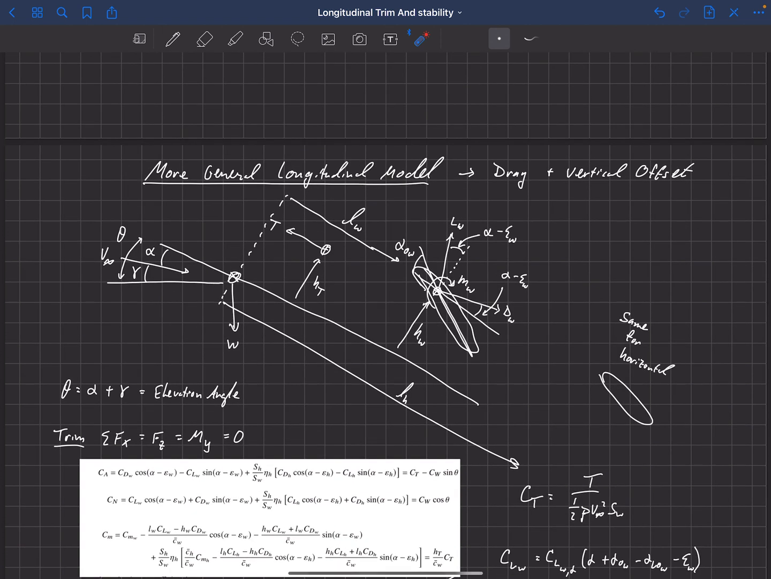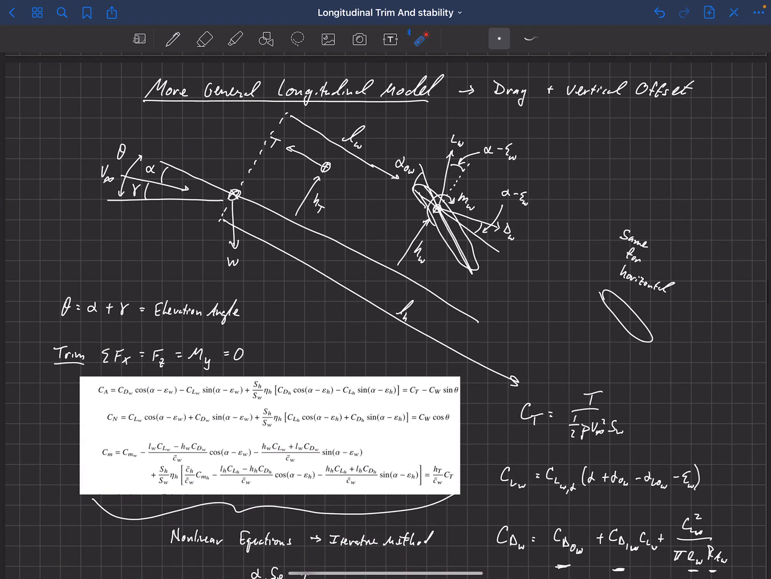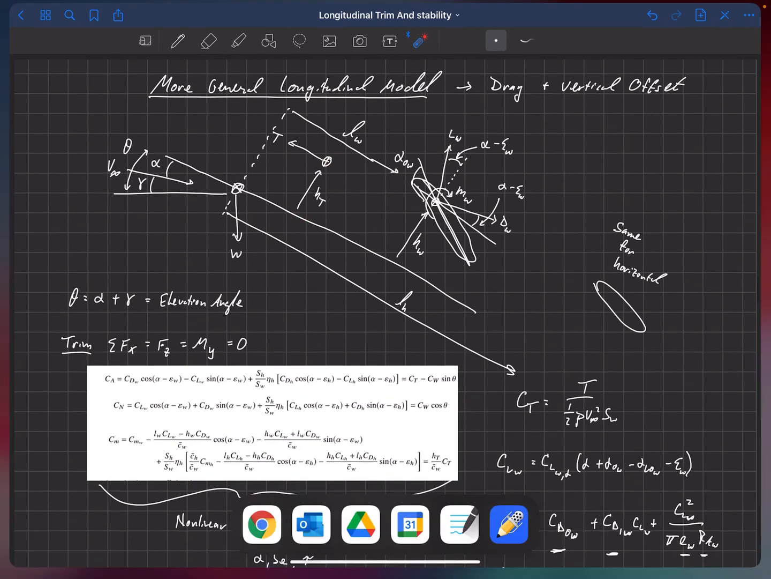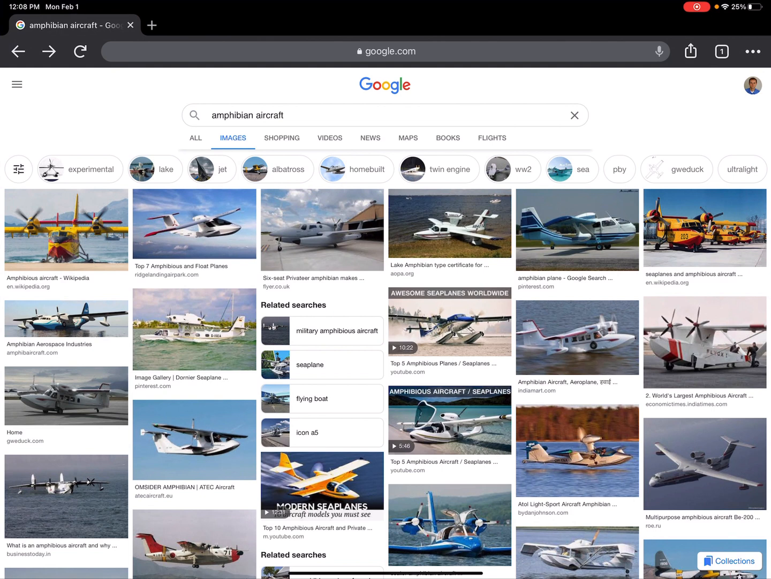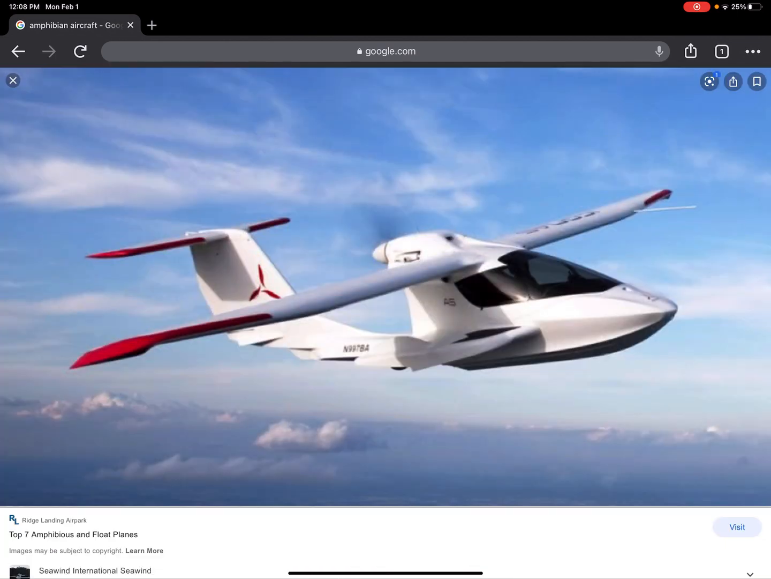Amphibious aircraft usually have the thrust offset vertically from the center of gravity significantly. And the reason for that is that they need to get the propeller out of the water. So let's just look at some examples here. You can just do a search for amphibian aircraft and come up with a lot of images here. This is kind of a well-known newer aircraft called the Icon A5. And so you can see that propeller sits up a ways, because this is meant to land in the water. So your propeller has to be up a way to keep it out of the water.